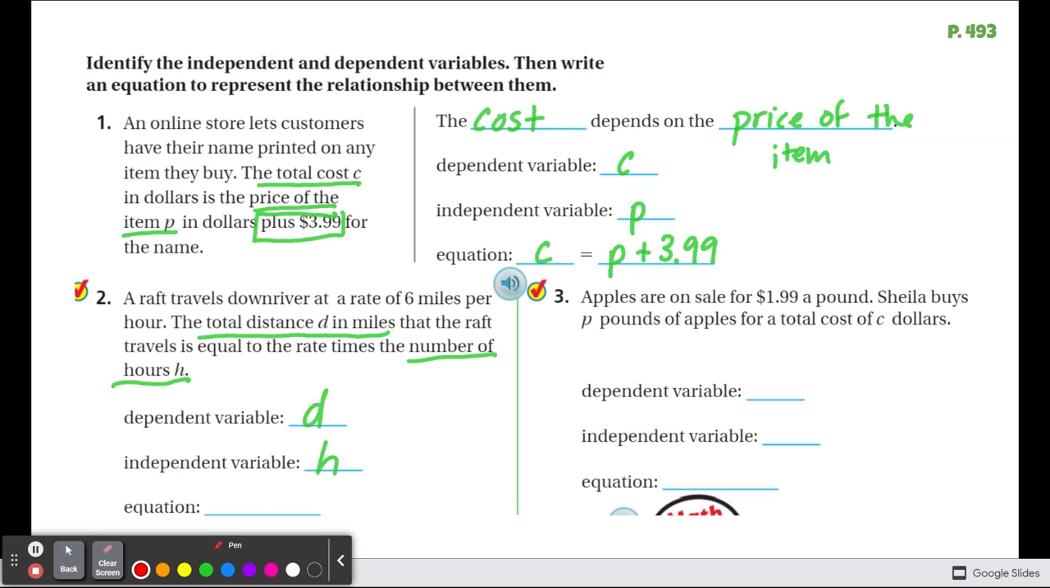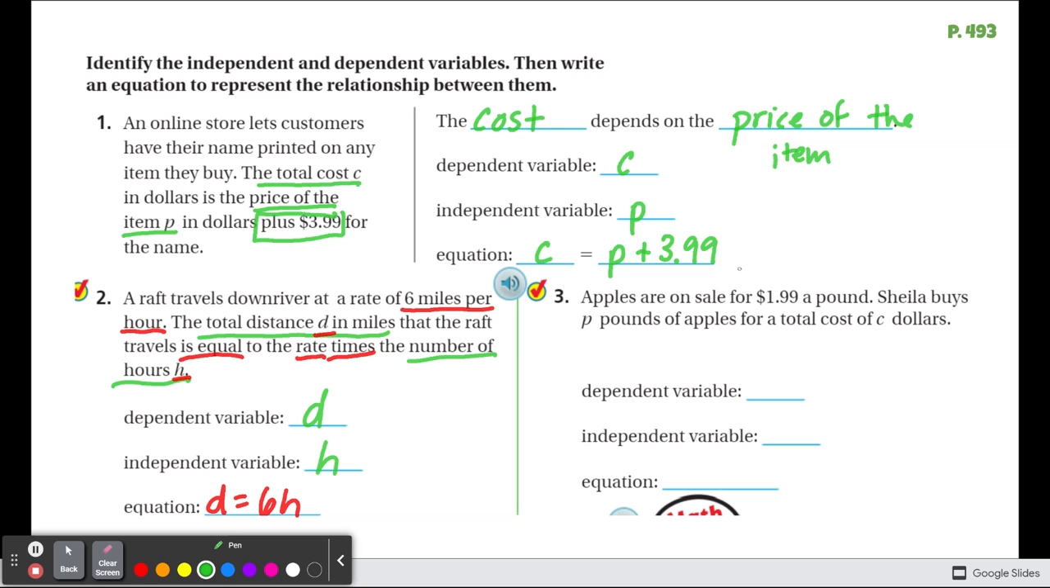All right, so you guys know I like to write our equations in the order that I read them. So it says the total distance d, I'm going to write my d first, that the raft travels is equal to, so that tells me I'm going to use an equal sign, to the rate. I have to look back. What was our rate? So it says the rate is 6 miles per hour. So I need to do 6 times, now multiply it by the number of hours h. So d equals 6h.